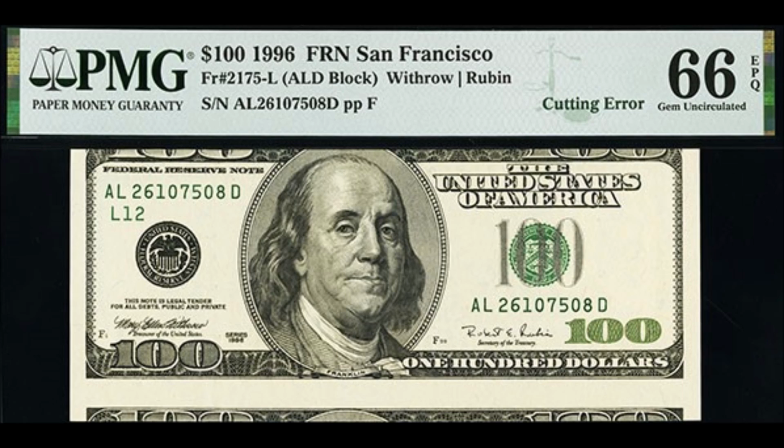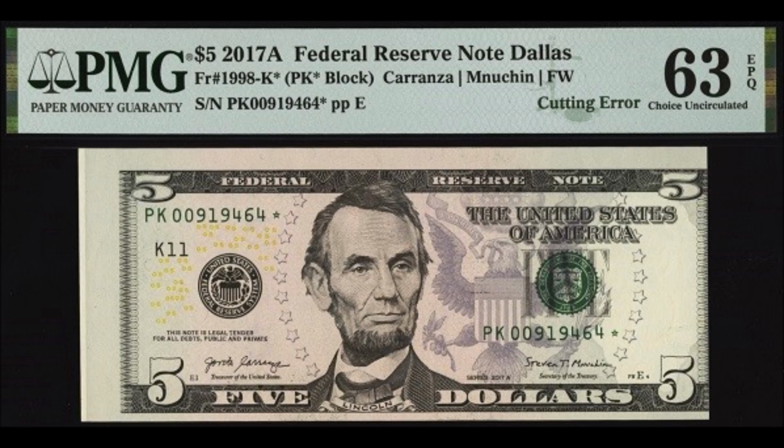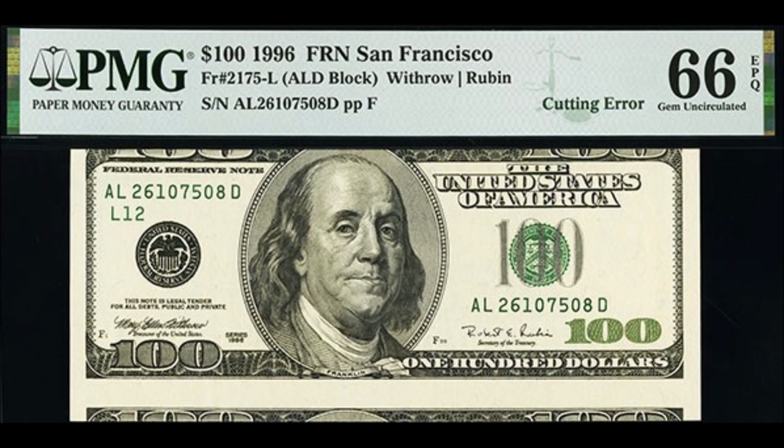For example, this 1996 $100 Federal Reserve note shows a cutting error affecting the vertical alignment of the note. Banknotes are printed in sheets with margins separating the individual notes. When the cutting process is done well, the margins appear evenly spaced around the edges of the notes, and this is an important factor in the grade of the banknote.